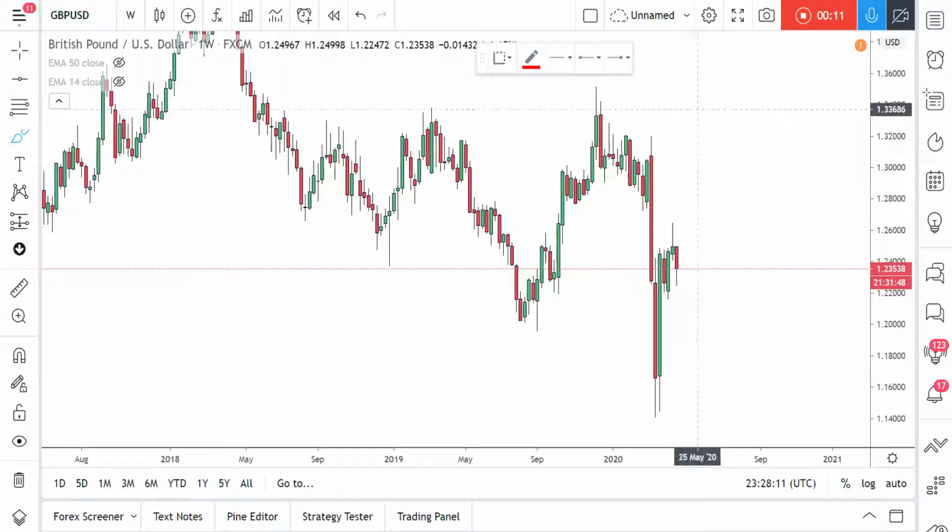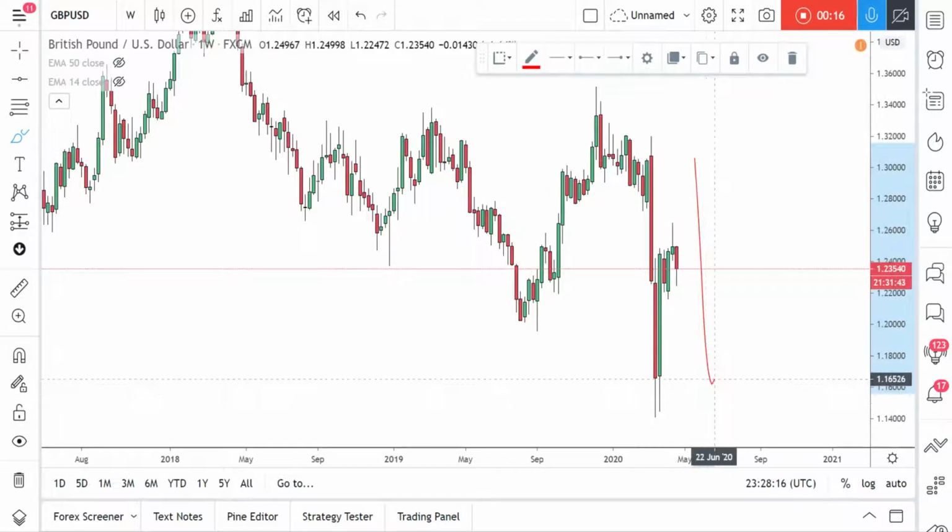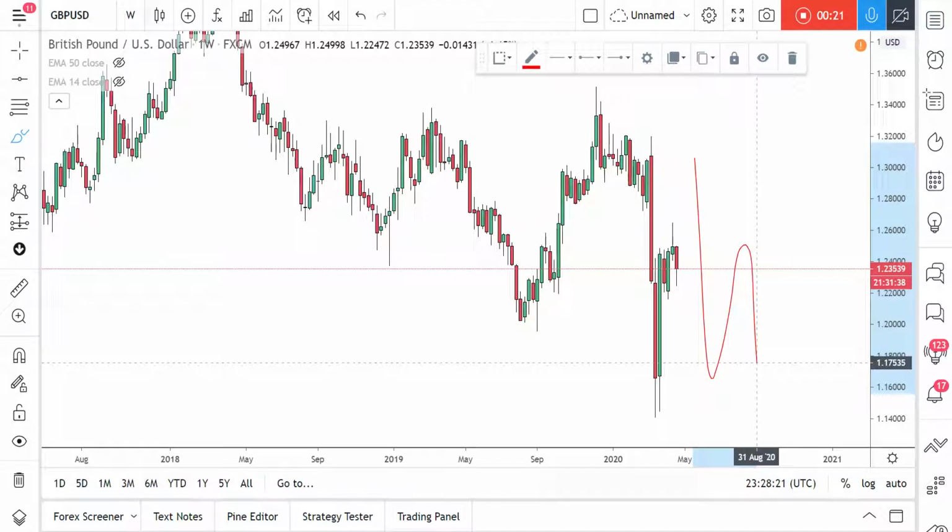So what we had at the start of this really long impulsive move to the downside, followed by a retracement. And now what we're expecting is the next impulsive move to the downside, either creating an equal low or pushing beyond that to create a new low.